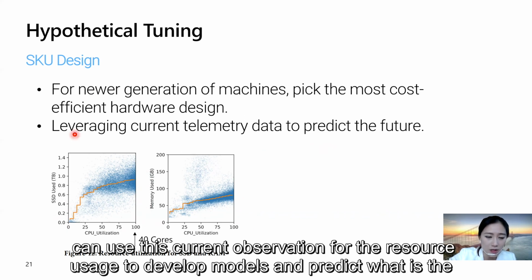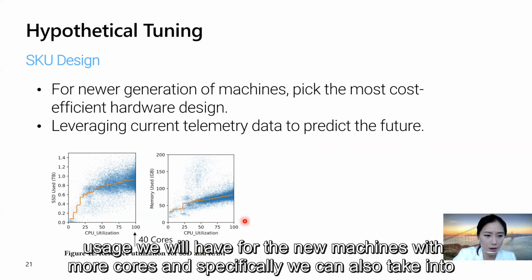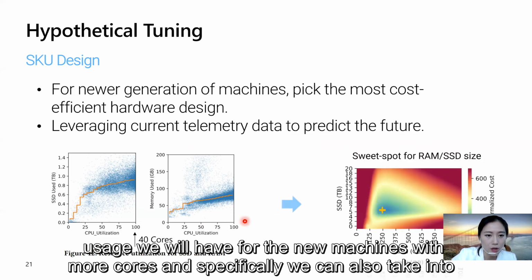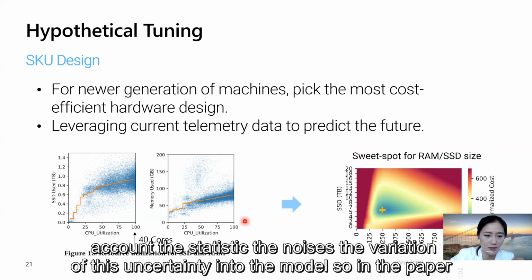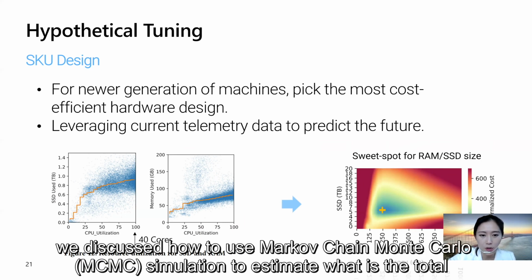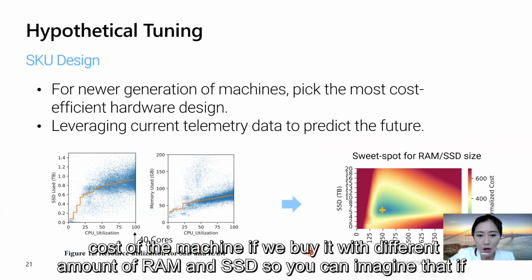Then we can use this current observation of resource usage, develop models, and predict the usage we will have for the new machines with more cores. Specifically, we can also take into account the statistical noise and variation of this uncertainty in the model. So in the paper, we discuss how to use Markov chain Monte Carlo simulation to estimate the total cost of the machine if we buy it with different amounts of RAM and SSD.